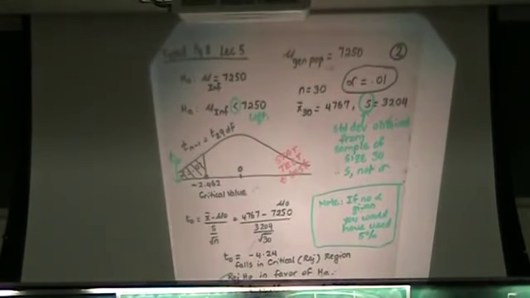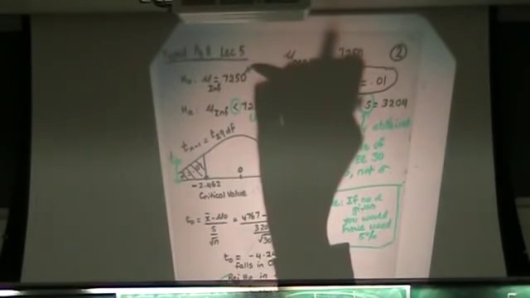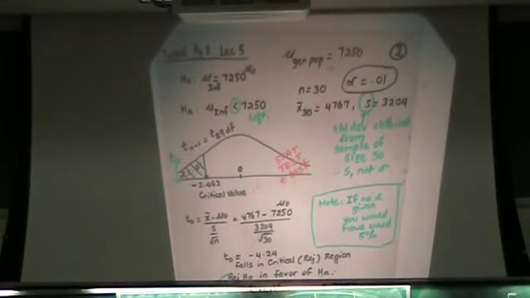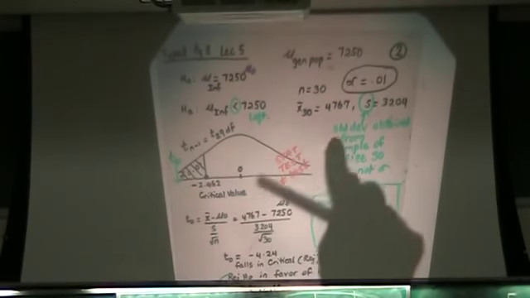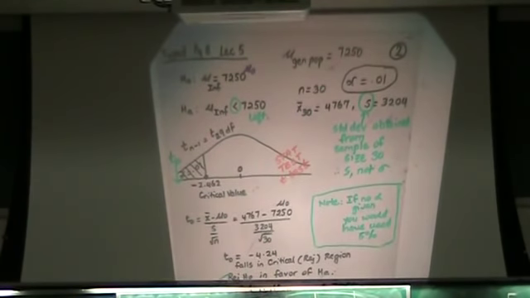This is mu naught. It always comes from H naught. Mu naught comes from H naught: 7250. X bar, 4767. S, 3204. N, 30. Left-sided test, so you want to pick the second option, right? Make sure, hit enter, go down, hit calculate.